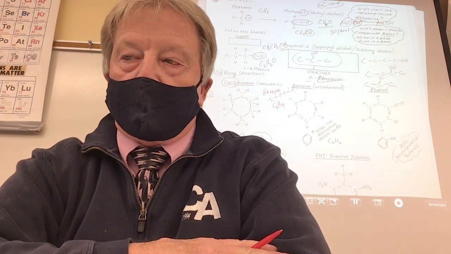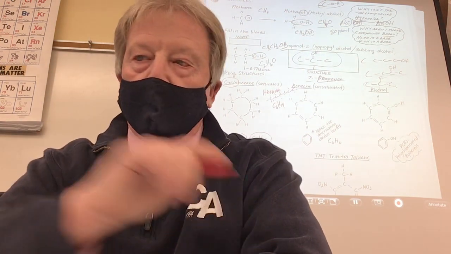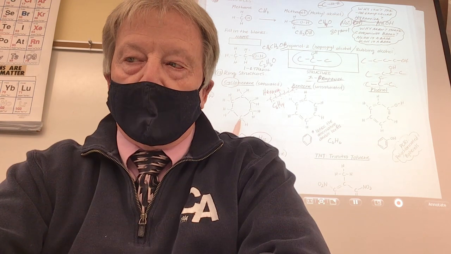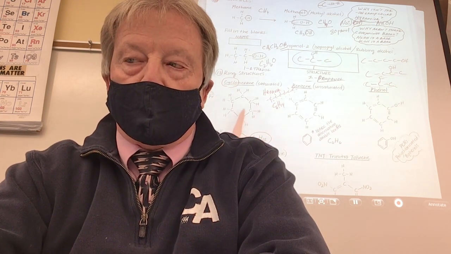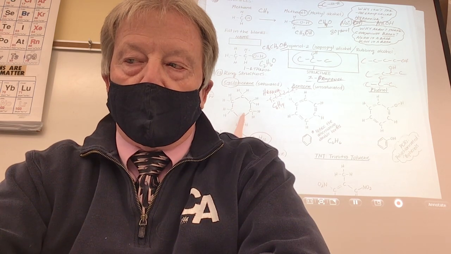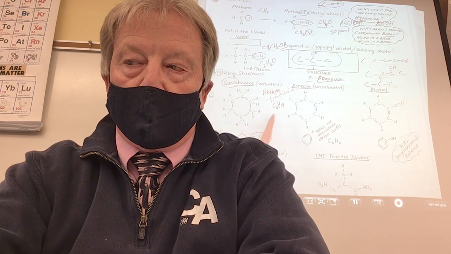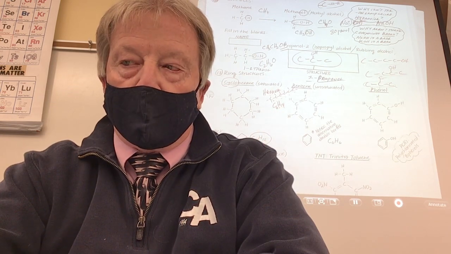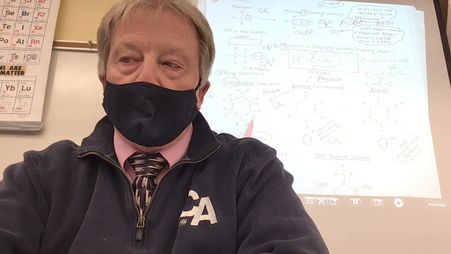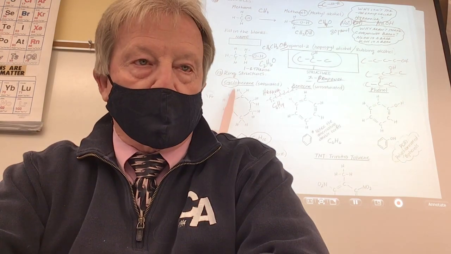Right now, they're on the section called ring structures. What they did is they built regular hexane, and then they turned it into a ring structure. Because this one has a different formula, instead of C6H14, it's C6H12, you can't call it hexane, but they called it cyclohexane.